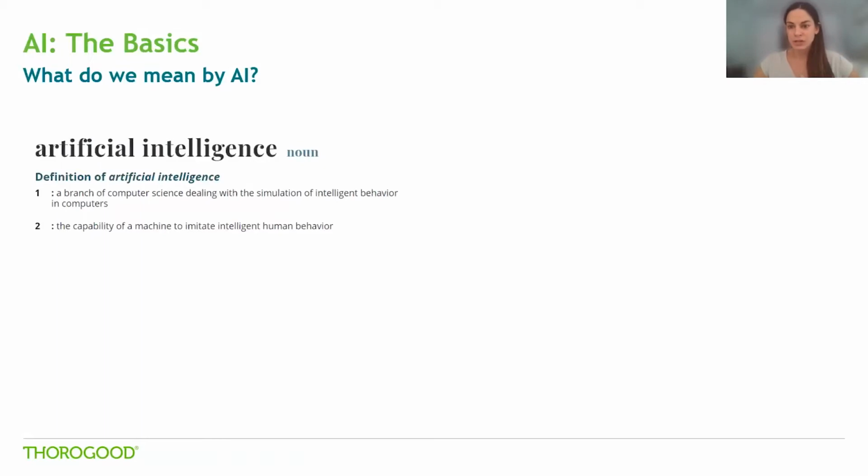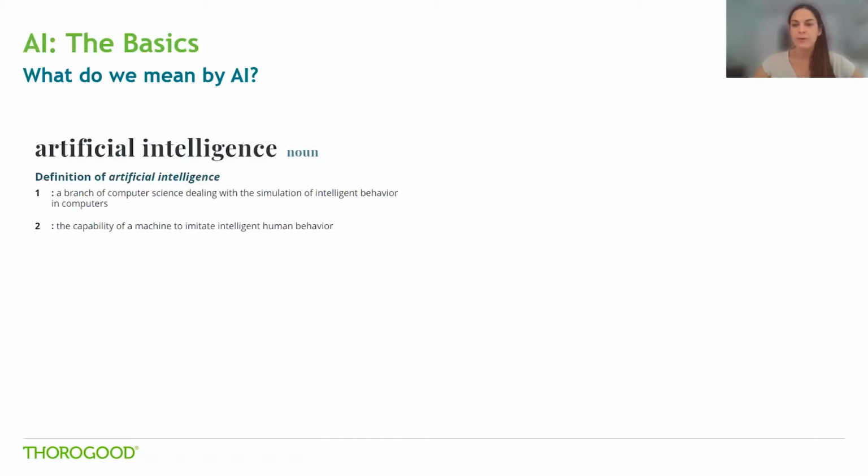AI is really a bit of an umbrella term. It can be defined very simply as a branch of computer science dealing with the simulation of intelligent behavior in computers. This can be applied pretty broadly, and we see companies apply it both narrowly and broadly. But I think the key to understanding AI is that it's about computers performing a task that usually requires some form of human intelligence.